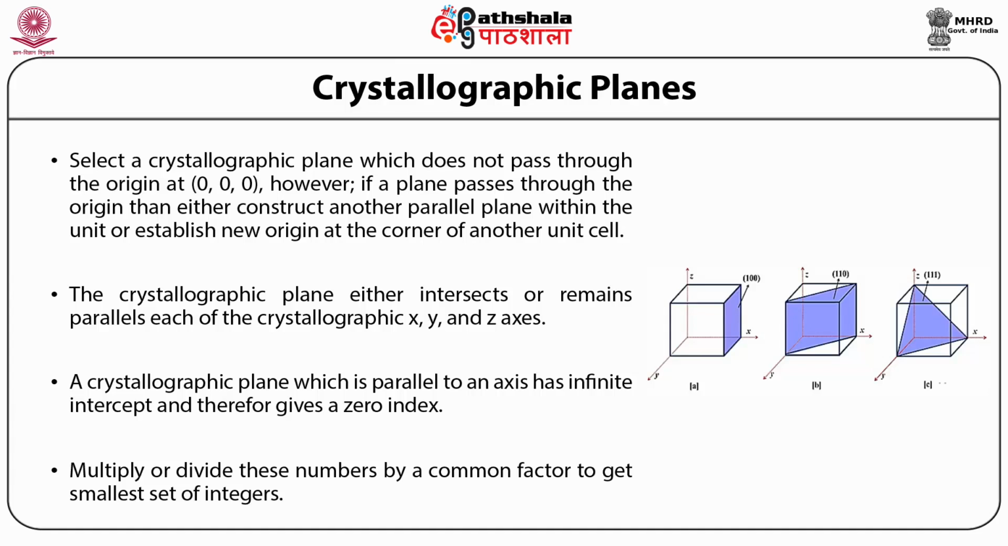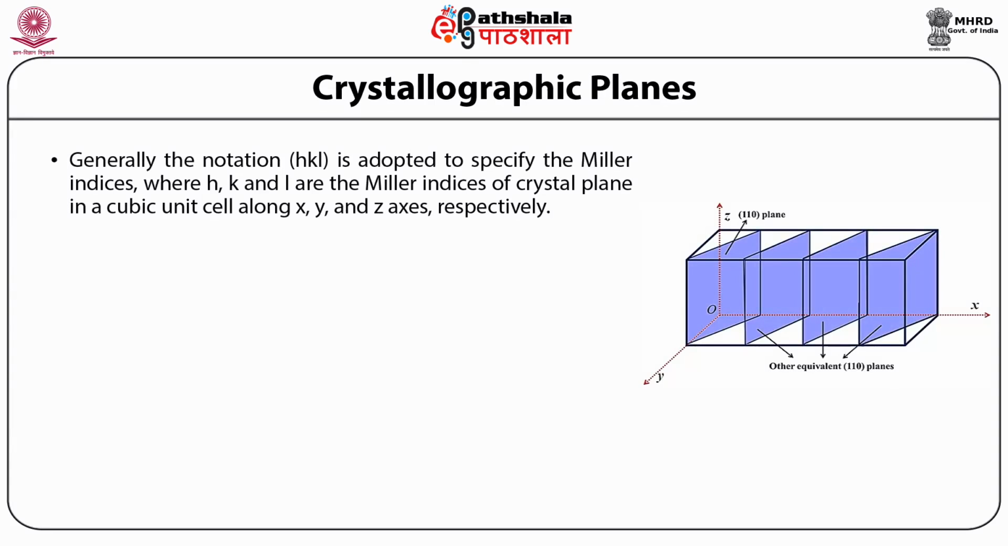These numbers are called the Miller indices of the crystallographic plane and are enclosed within parentheses without the use of commas. Generally, the notation (HKL) is adopted to specify the Miller indices, where H, K, and L are the Miller indices. Miller indices of crystal planes in a cubic unit structure have been shown in the figure below.